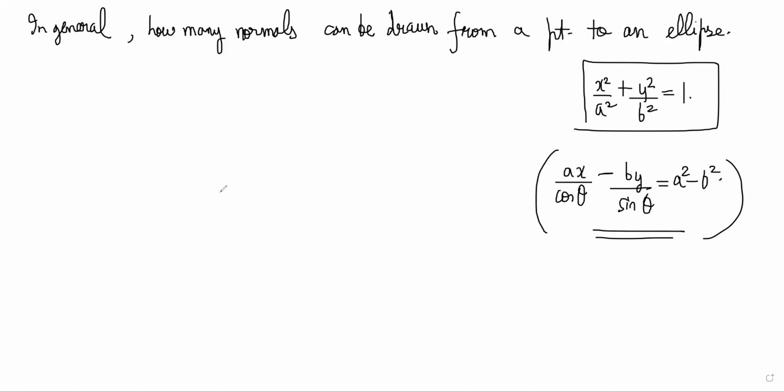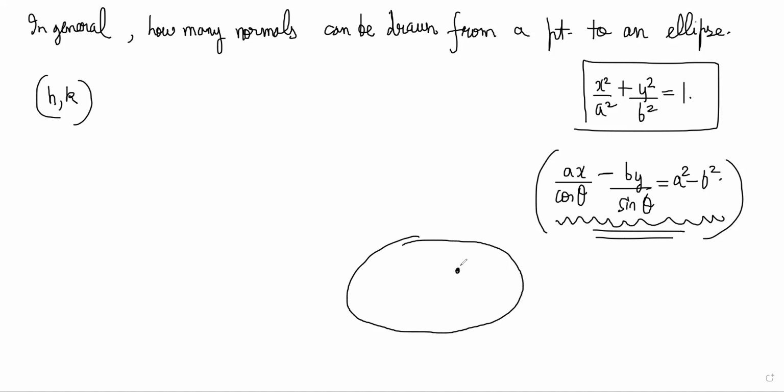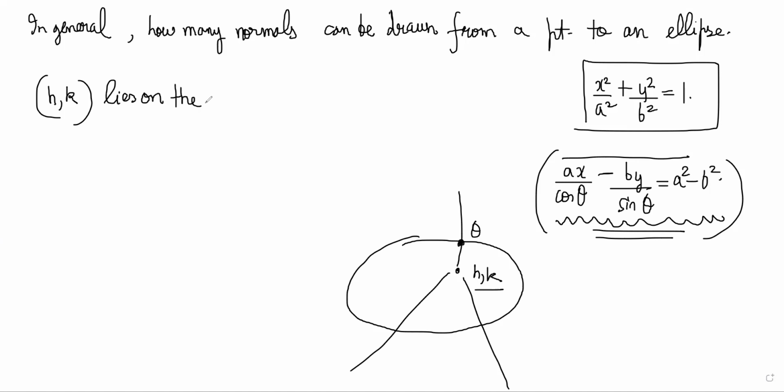Then what I want to say is you have drawn this normal from some arbitrary point h comma k. From h comma k you have drawn a line and this line has cut the ellipse at this point as a normal. Basically, from some random point I have drawn one normal, one more normal, one more normal, something like that. This point is h comma k. I say this point was theta where this is the normal. So h comma k lies on the normal.